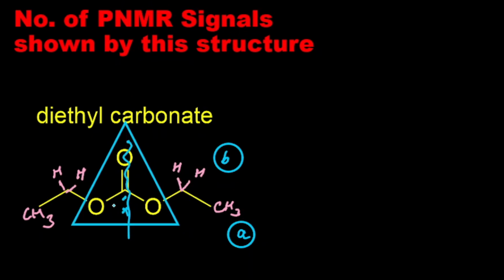This is the carbonate, and this side of the carbonate is attached with the CH2 and CH3. This is also attached with the CH2 and CH3. So this CH3 is also attached with the CH2 and the carbonate. So it means this will also give you the A-type signal. Similarly, this CH2 group is attached with the carbonate on one side and this methyl on the other side. So this will also give you the B-type signal. So the total signals that you are getting in the proton NMR spectrum of diethyl carbonate are of two types.